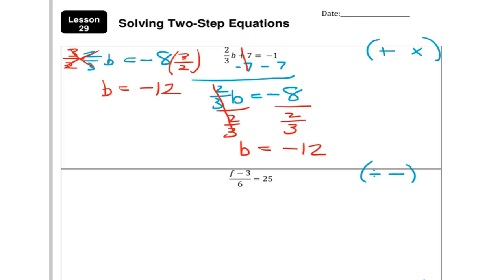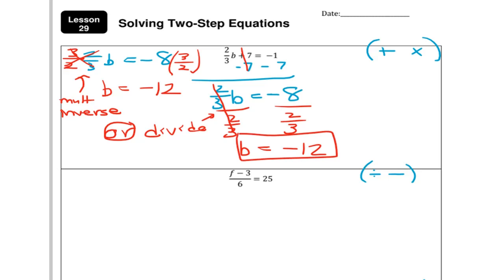So it's up to you how you want to do it. You can divide, which we did here, or you can use the inverse, or the multiplicative inverse, which is right here. It's up to you, one or the other. And again, your final answer will be b equals -12.